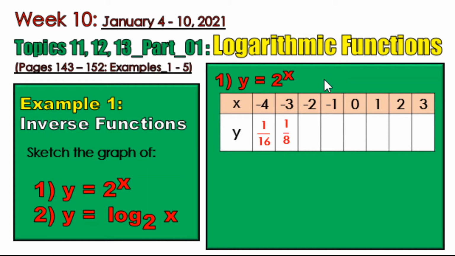If your x is negative 2, you have 2 raised to negative 2 is equal to 1 over 2 squared, which is 1/4. When your x is negative 1, 2 raised to negative 1 is equal to 1 over 2 raised to 1, or 1/2. And when your x is 0, 2 raised to 0 is, of course, 1. 2 raised to 1 is 2. 2 squared is 4. And 2 cubed is 8. So this is the table of values for the given values of x.